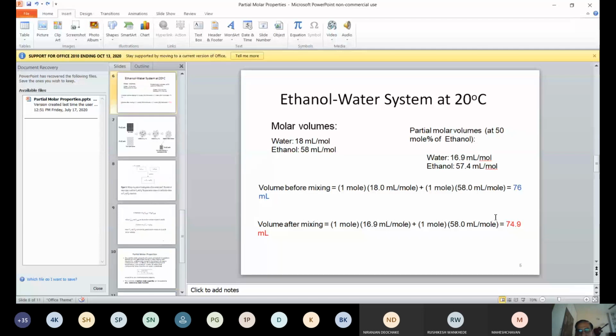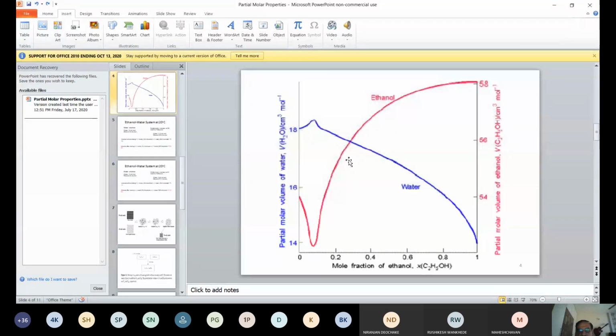Similarly, if I take 50% ethanol, the partial molar volume of water is 16.9 and that of ethanol is 57.4. So in this case, after mixing, it will be 74.9. This is a simplified example. For an actual example, we have to use this chart, find out the partial molar volume and then calculate it. Any questions or doubts on this one before we proceed?